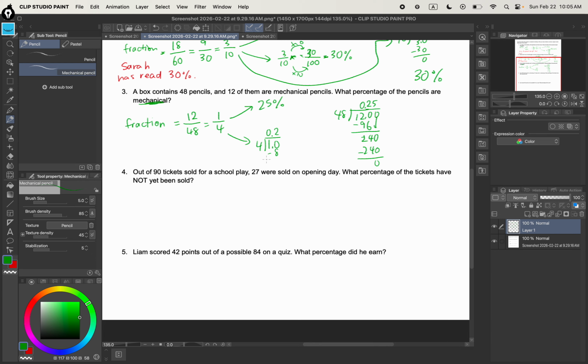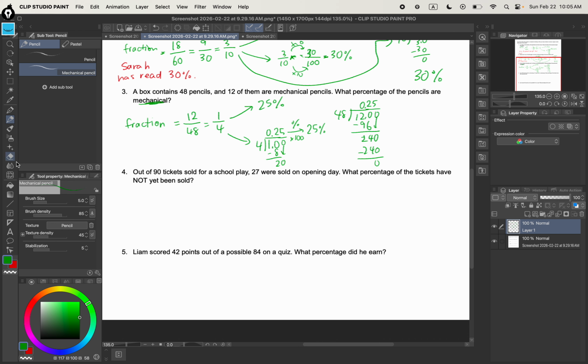4 times 2 is 8. Subtract, get a 2. Bring down the 0. 4 into 20 5 times. There's my decimal. Then to turn my decimal into a percentage, you multiply by 100 or move the decimal 2 places to the right, which is 25%.